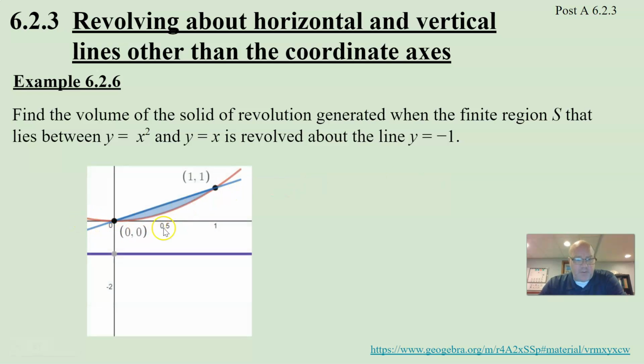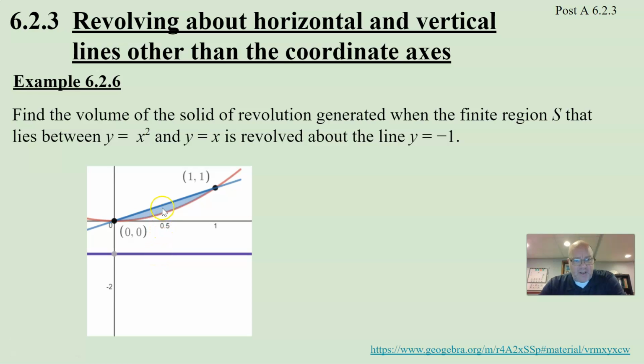So take a look at the picture. The red graph represents x squared. The blue represents y equals x. And this purple line down here is what we're going to be revolving this region S, which is blue, about. We're going to be revolving that blue region about the purple line.